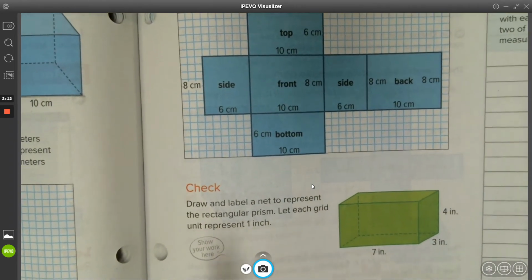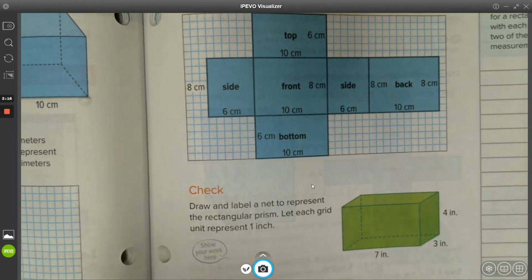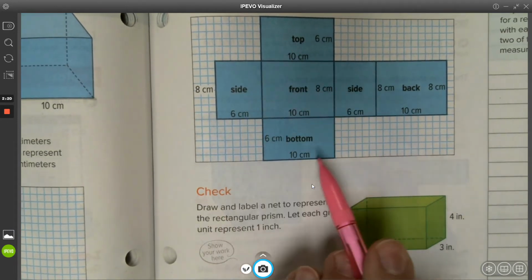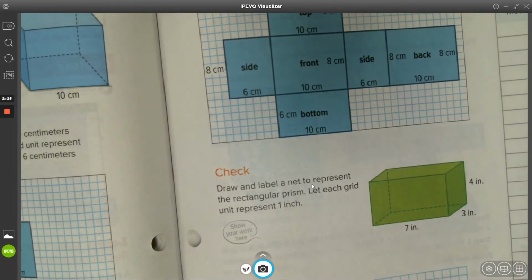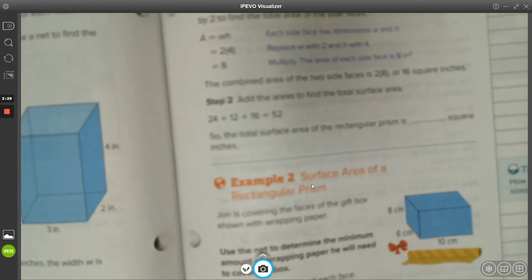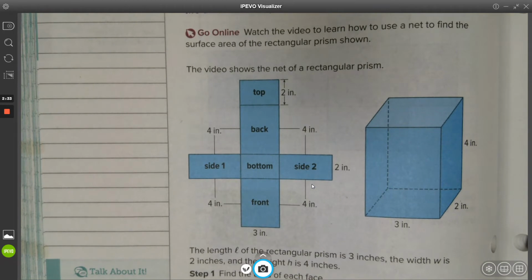We can then draw this out in order to find the surface area by finding the area of each one of the faces and then adding them together. Now, we'll have experience with this during our net activity, so you'll be pretty familiar with it. So let's talk about actually finding the surface area.